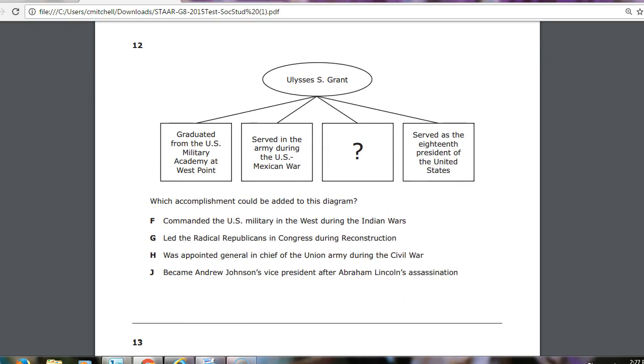Question number 12. Ulysses S. Grant graduated from the U.S. Military Academy at West Point. Served in the Army during the U.S.-Mexican War. Blank. Served as the 18th President of the United States. Which accomplishment could be added to this diagram? F. Commanded the U.S. military in the West during the Indian Wars. G. Led the Radical Republicans in Congress during Reconstruction. H. Was appointed General-in-Chief of the Union Army during the Civil War. J. Became Andrew Johnson's Vice President after Abraham Lincoln's assassination.